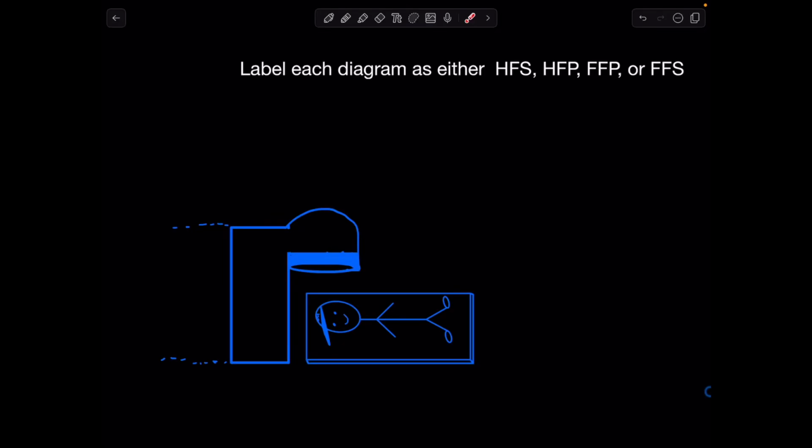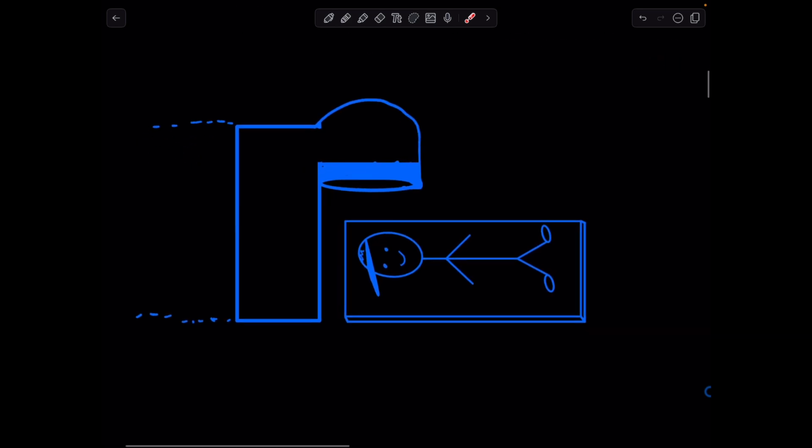So let's try to answer this question. Label each diagram as either head first supine, head first prone, feet first prone, or feet first supine. So the first part of each one of those acronyms, head first or feet first, just refers to which part of the patient is closer towards the LINAC or the CT machine.